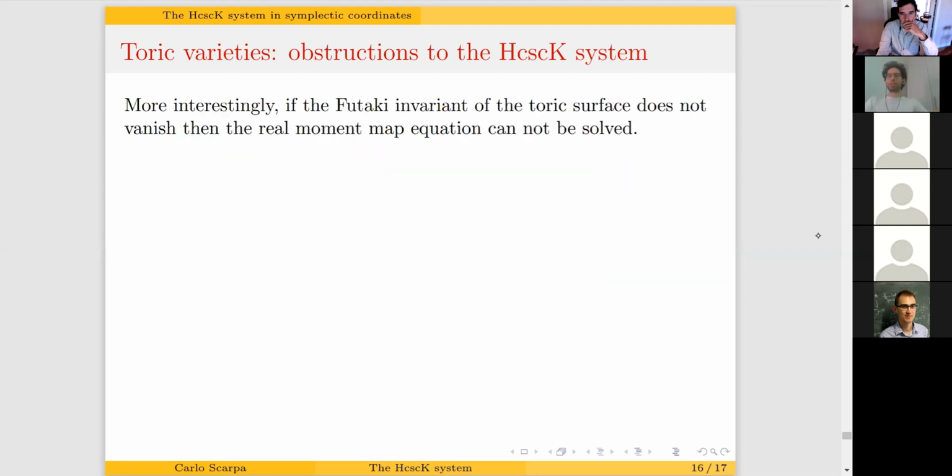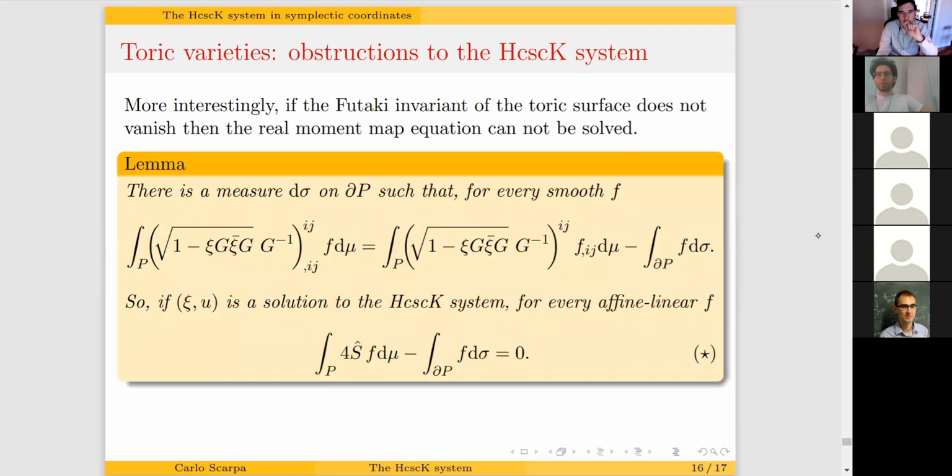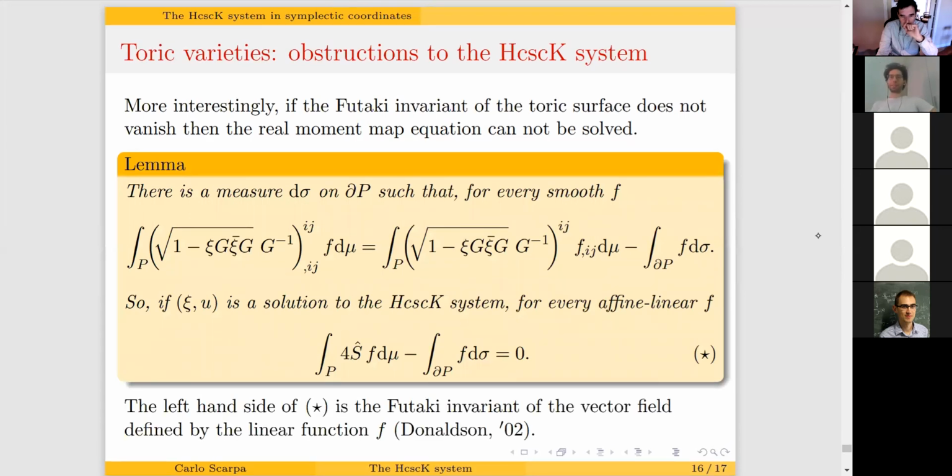but maybe more interesting still, we find that the Futaki invariant, which is an obstruction to having a solution of the usual cscK equation, turns out to also be an obstruction to having solutions of the Hitchin-cscK system. So the real moment map equation can be solved just when the Futaki invariant of the surface vanishes. Now, this is more or less enclosed in this big lemma that I've written. It is just some integration by parts. Here you see the same expression that was present in the moment map equation, and then this is just integration by parts on these two variables i and j.